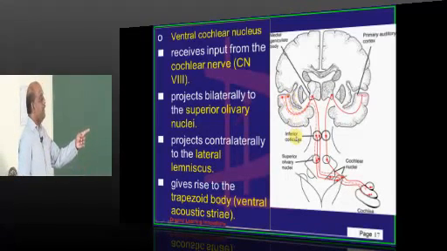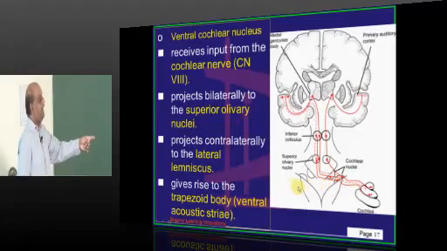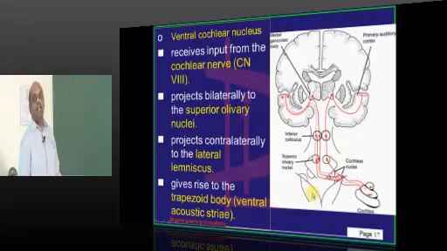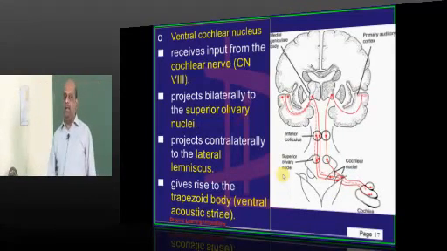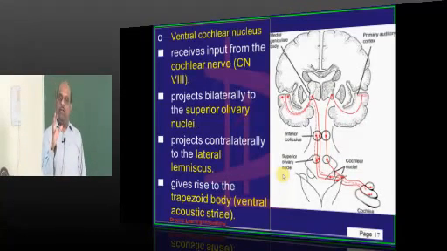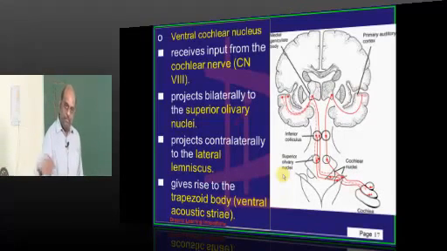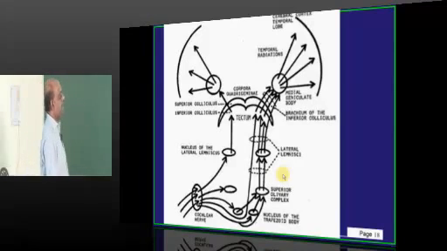And typically, while decussating to the other side, the ventral cochlear nuclei will be giving rise to the ventral acoustic stria, which is basically called the trapezoid body. So that is the difference. Dorsal cochlear nuclei will directly jump and communicate with the contralateral lateral lemniscus. But ventral cochlear nuclei will be communicating to bilateral superior olivary nuclei and also to the contralateral lateral lemniscus. That is what you need to remember.